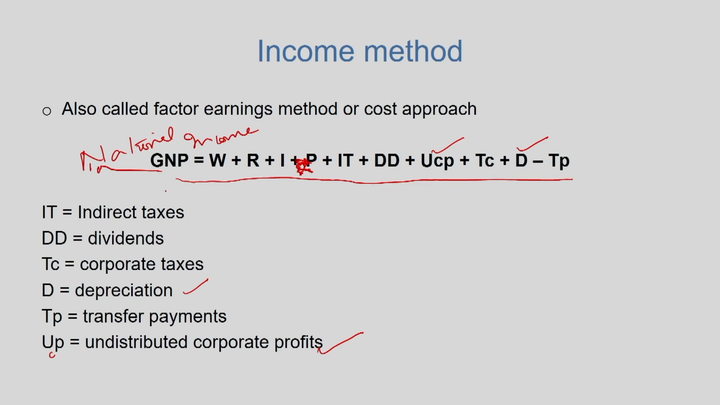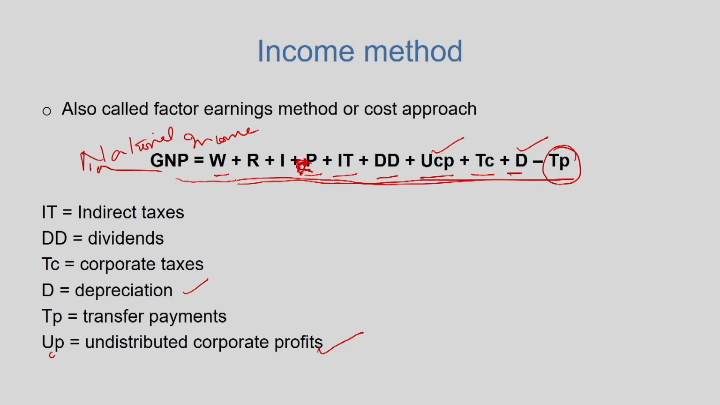Going by the income method, national income or GNP is calculated by adding the factor payments: wages, rent, interest, profits, indirect taxes, dividends, undistributed corporate profits, plus corporate taxes, plus depreciation, minus transfer payments. To give you a little more clarity about these constituent elements of national income through the income method, let me give you small definitions.